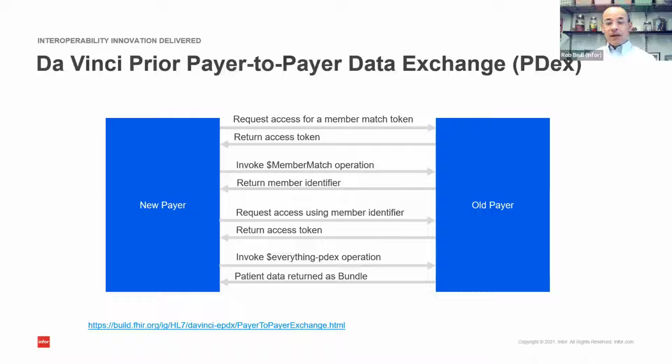And so when a patient or member goes to their new payer and they request data from their old payer, the first thing that the application has to do with the new payer is it has to authorize itself with the old payer. So the new payer would tell the old payer, I want to get data for a member using what's called a member match operation.